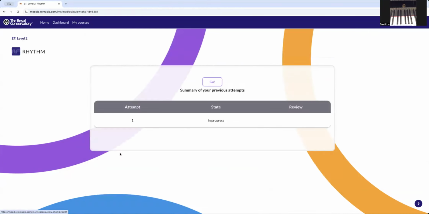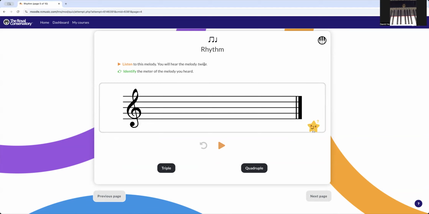Oh, it's already there, so we're going to do that. Perfect. Listen to this melody, and you will hear the melody twice. What time signature is going to be here? What is the time signature of this melody? Listen very carefully and type your answer. Answer here.